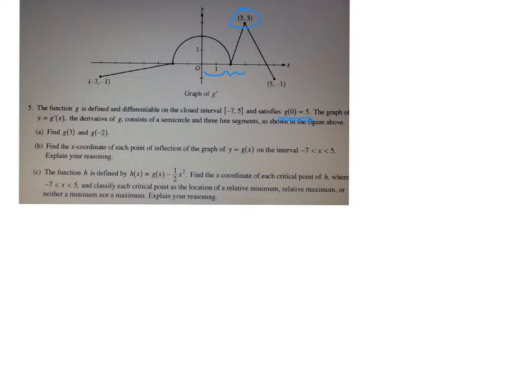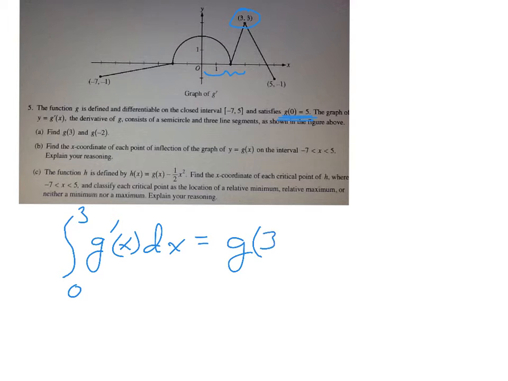So let's take the integral from 0 to 3, and you can see we're using one of those terms that we know, g of 0, of g prime of x dx. And the first fundamental theorem says that's going to give me g, the antiderivative of g prime, is going to get me back to g evaluated at 3 minus g evaluated at 0, top minus bottom.